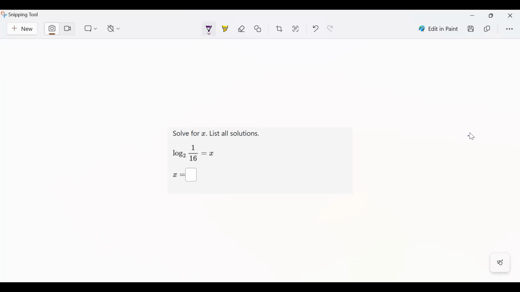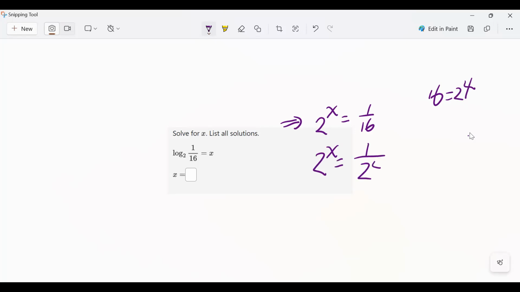All right, let's go over the solution. Again, we're going to turn it back into 2 to the x equal to 1 over 16. And 16 is 2 to the 4th. So 2 to the x equal to 1 over 2 to the 4th. And flip it to the top, we get 2 to the x equal to 2 to the negative 4. Same base, right? Always turn into the same base. x equal to negative 4.